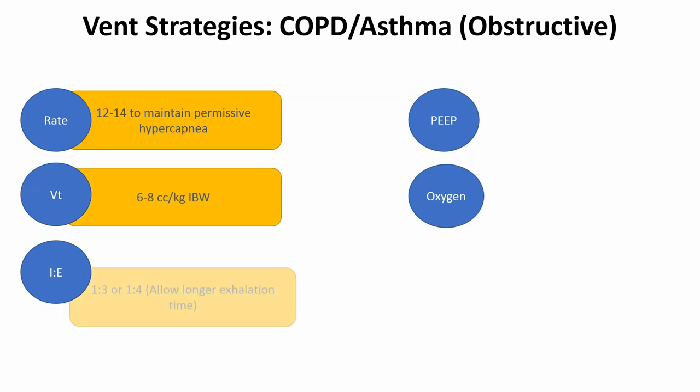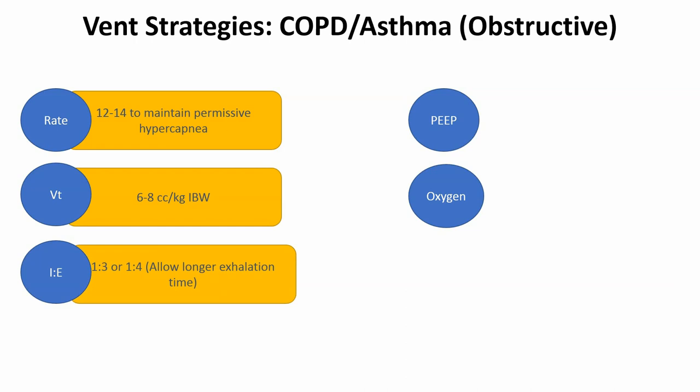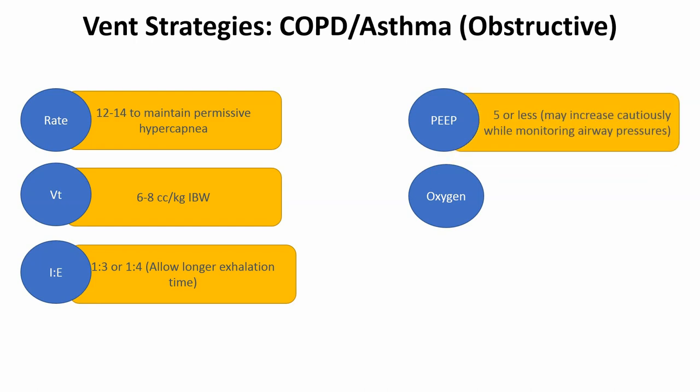I to E, 1 to 3 or 1 to 4. When we bring the respiratory rate down, that's going to automatically increase our I to E ratio, and I'll show you what that looks like. A PEEP of 5 is pretty much appropriate in nearly every single patient. With the COPD or asthma patient, you probably don't want or need much of a higher PEEP than that, but 5 is good for essentially every patient.